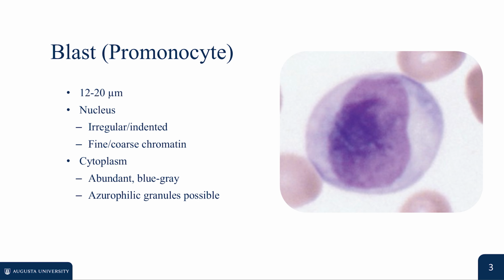As the cell advances to the promonocyte stage, it maintains a size range of 12 to 20 micrometers, but the nucleus undergoes significant structural changes. The nuclear outline becomes noticeably irregular, displaying prominent indentations, creases, or deep folds. The chromatin structure begins to transition from the delicate, lacy appearance of the blast toward a moderately coarse, woven pattern. While the cytoplasm retains its abundant blue-gray color, you may start seeing fine, azurophilic granules dispersed throughout.